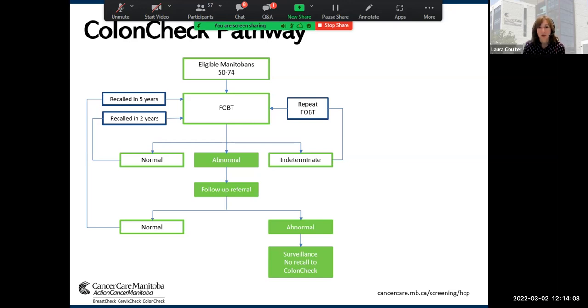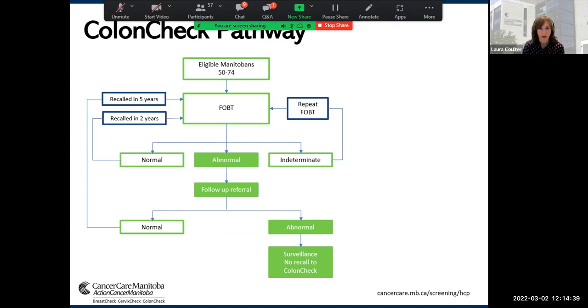If the test result is indeterminate, the program will send up to 3 test kits until we reach a satisfactory result of either normal or abnormal. If the test result is abnormal, the program will make direct referral to follow-up colonoscopy. If the colonoscopy is normal, the program will automatically recall them back to fecal testing in 5 years. If the colonoscopy is abnormal, the participant is no longer considered at average risk and ineligible to participate with the screening program.